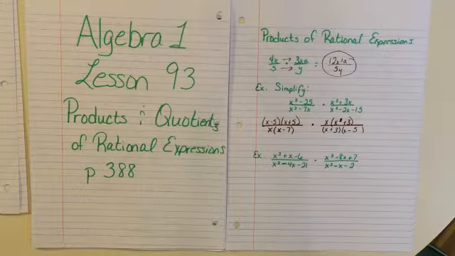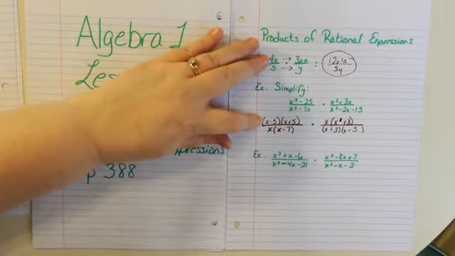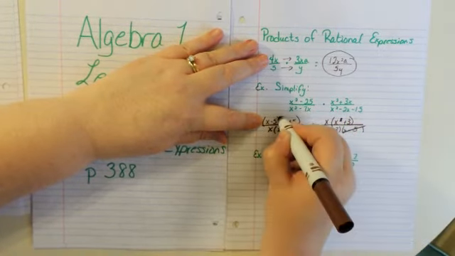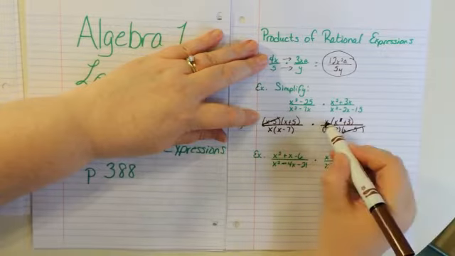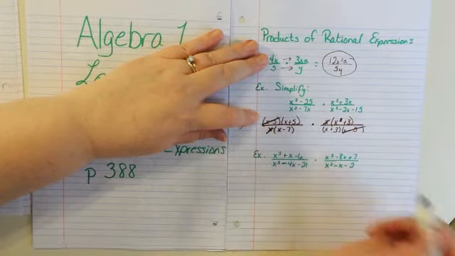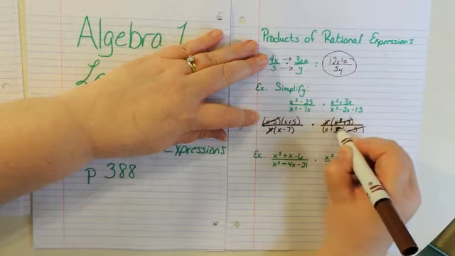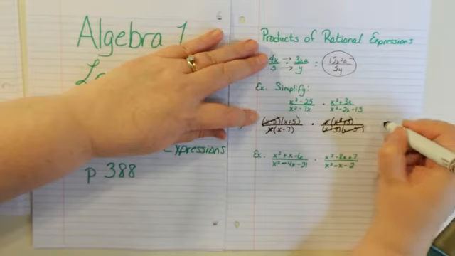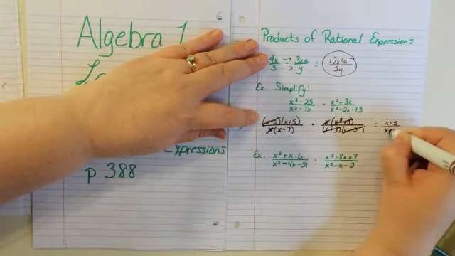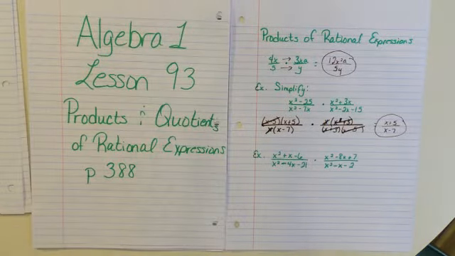Now we can start canceling. We have an x minus 5 here and an x minus 5 here, so we can cancel those. We have an x here and an x here, so we can cancel those. We have an x plus 3 here and an x plus 3 here, so we can cancel those. So what's left is x plus 5 over x minus 7. And that would be your answer. Okay?